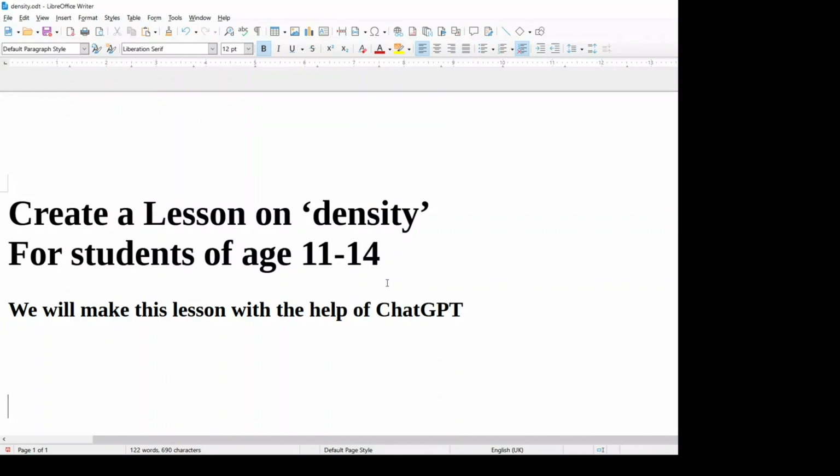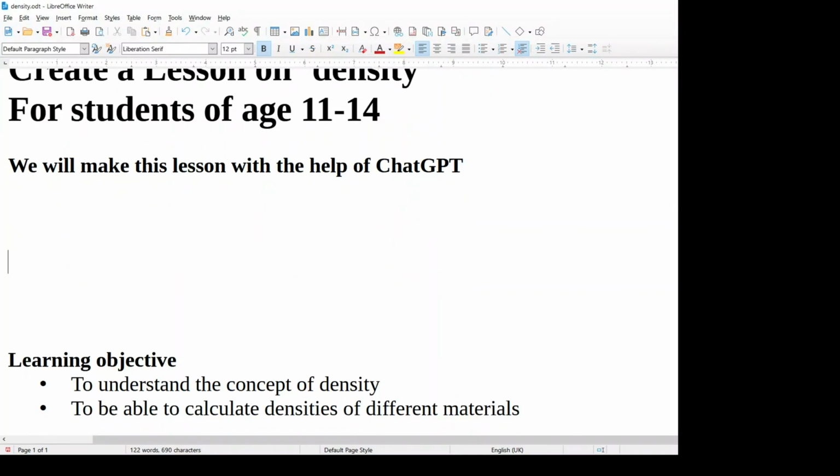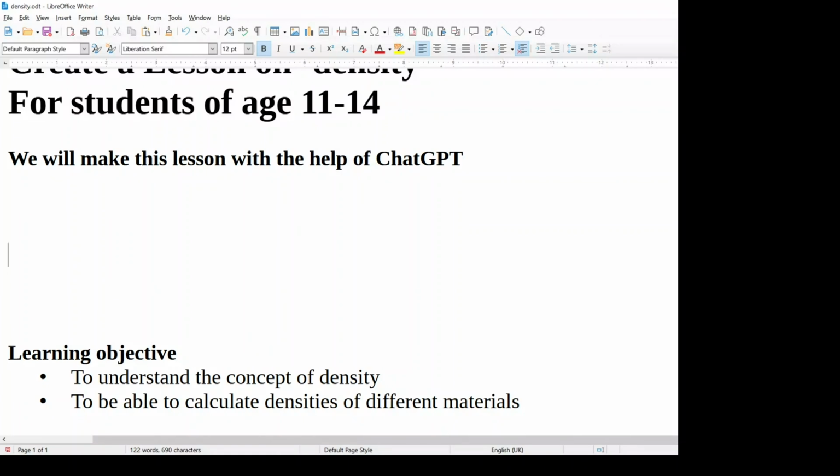But first, before going to ChatGPT, we have to do some background search. How do teachers normally teach this kind of lessons? How is a lesson planned? Before planning a lesson, we have to clarify our learning objectives. What do we want to happen at the end of this lesson? In this particular task, we want the students to understand the concept of density, and then they must be able to calculate densities of different materials.